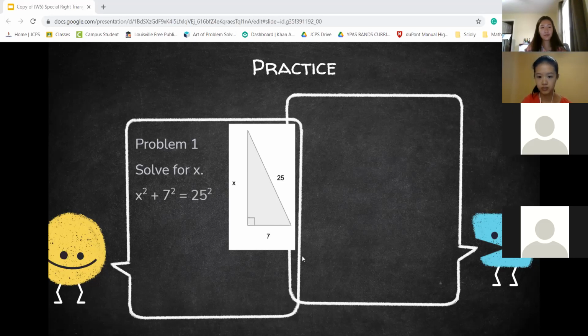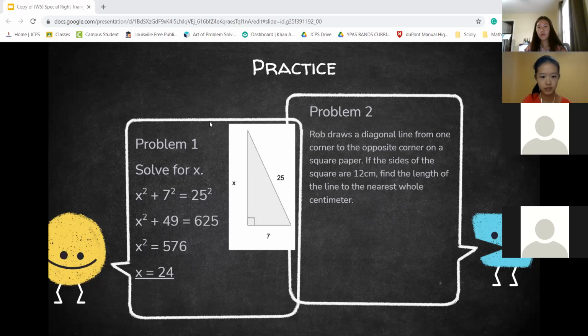All right, so here I just write my a squared plus b squared equals c squared: x squared plus 7 squared equals 25 squared. You have to make sure to put the 25 in the c spot, but the x and the 7 could be switched if you wanted to. And I just solve for x, which gives me that x is 24.